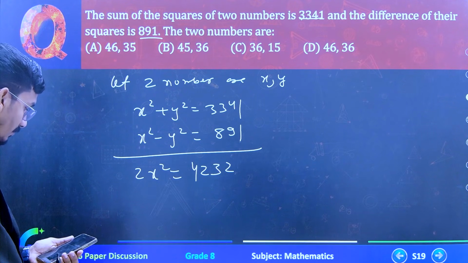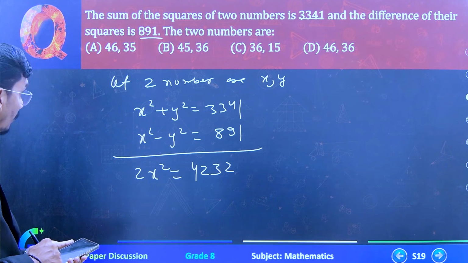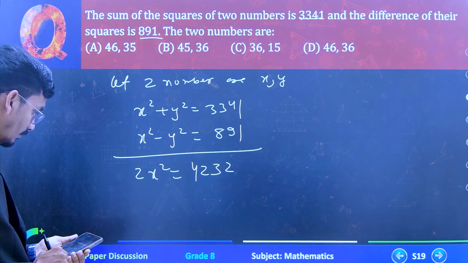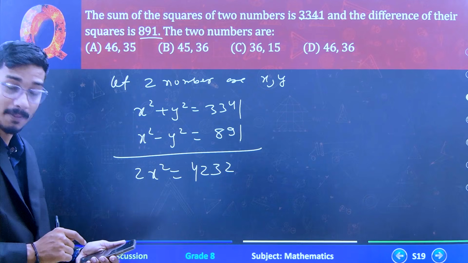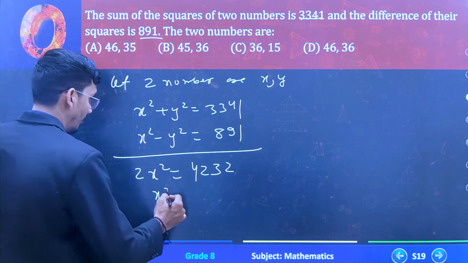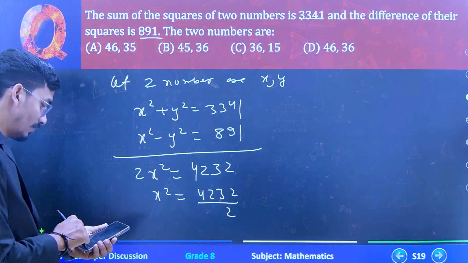3341 plus 891 equals 4232. Okay? Now divide this number by 2. So 4232 divided by 2, so we will get what?